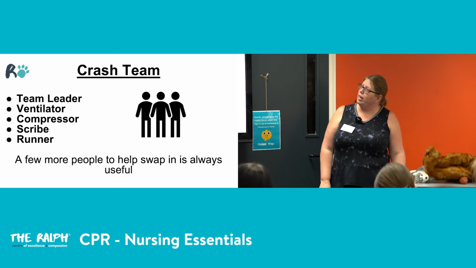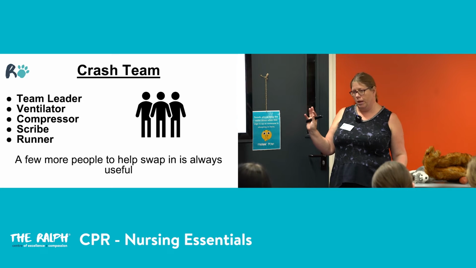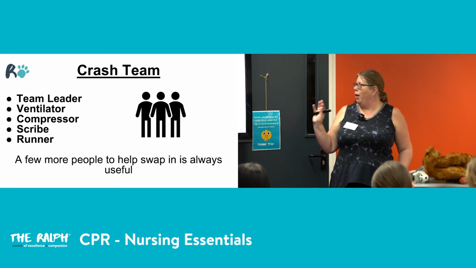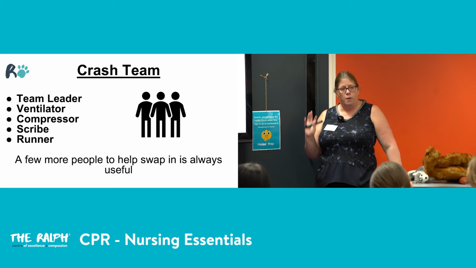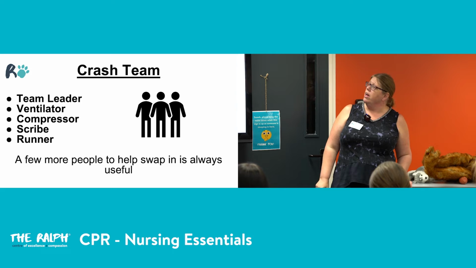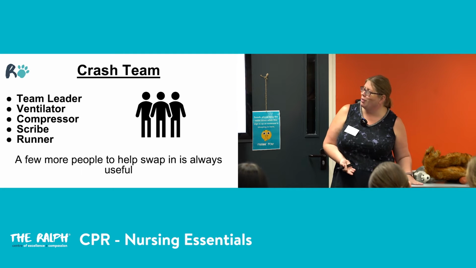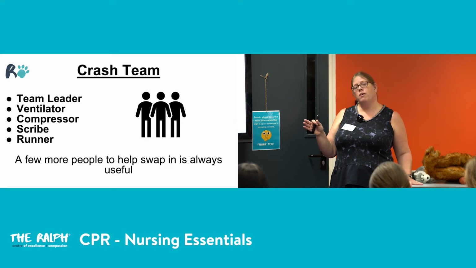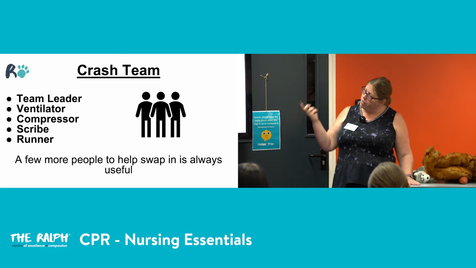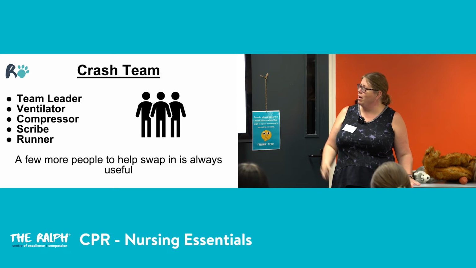Okay, so the crash team. This is obviously an ideal situation, on a normal day when you have lots of people around. Unfortunately, as we all know, crashes usually happen at night, at weekends, or when there's not many people around. So this is the ideal situation. We have a team leader, a ventilator, a compressor, a scribe, and a runner. Anyone else that's around can help and swap in and out as needed. But these five are really the ideal amount to have.